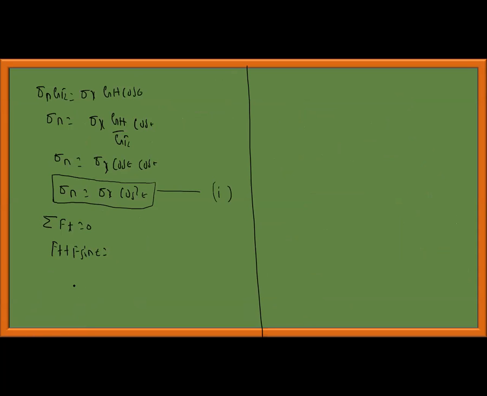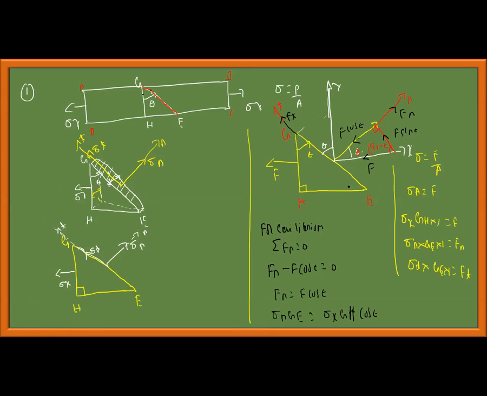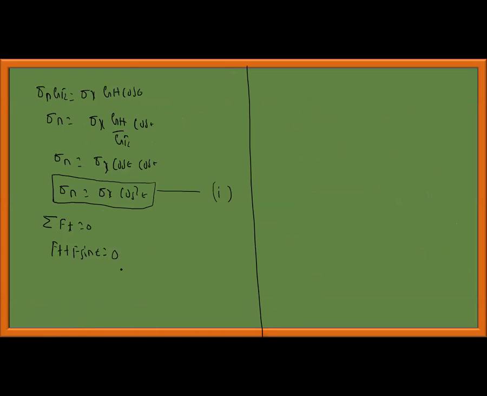My F of t is in this direction, and F sin theta is also in this direction. There is no other force component. Only the tangential one, and when I resolve this component, I get F sin theta. So F of t plus F sin theta is equal to 0, or F of t is equal to minus F sin theta.